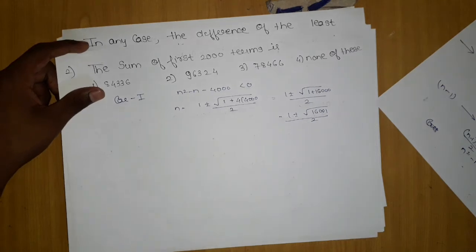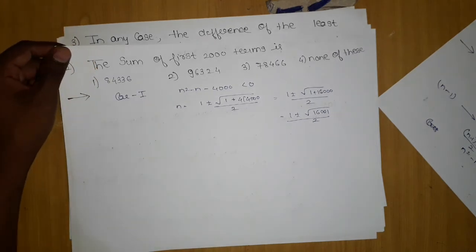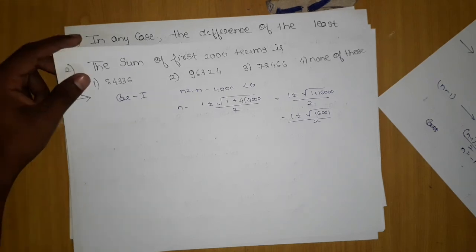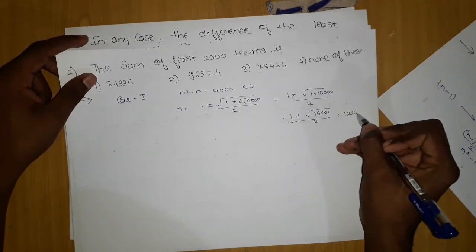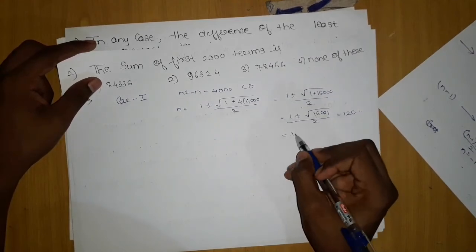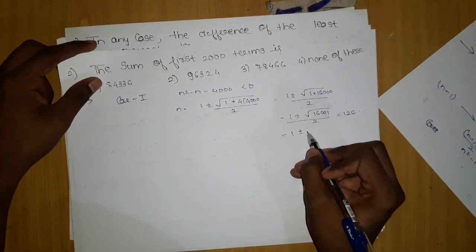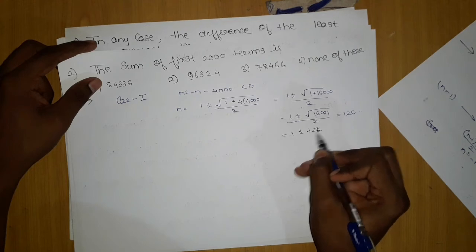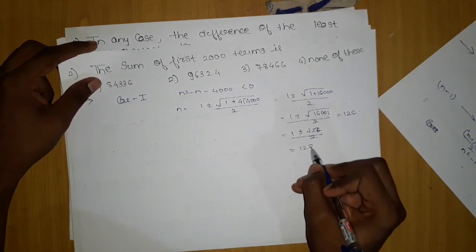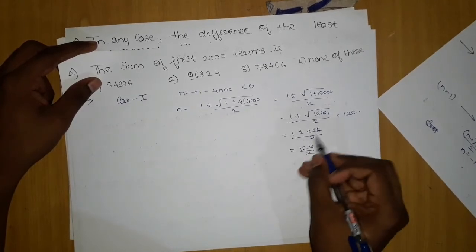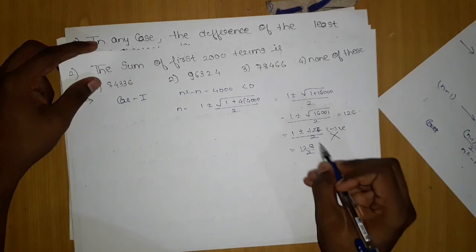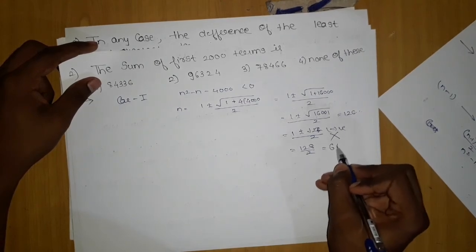Let me use a calculator. Its approximate value is 126 point something, so we can approximate it to 127. So this is 1 plus minus 127. If I take plus, I get 127 plus 1, that is 128, by 2. I will take only the plus, not the negative, otherwise it will become negative, which I will not take. The positive is 128 by 2, which is nothing but 64.